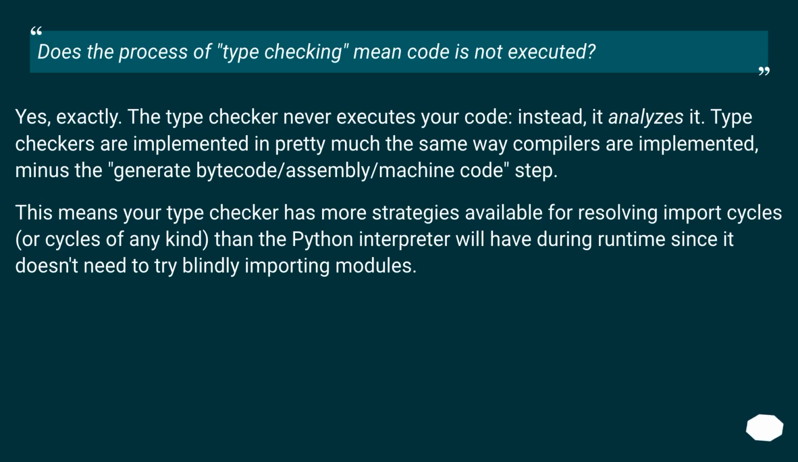Does the process of type checking mean code is not executed? Yes, exactly. The type checker never executes your code; instead, it analyzes it. Type checkers are implemented in pretty much the same way compilers are implemented, minus the generate bytecode/assembly/machine code step. This means your type checker has more strategies available for resolving import cycles, or cycles of any kind, than the Python interpreter will have during runtime, since it doesn't need to try blindly importing modules.